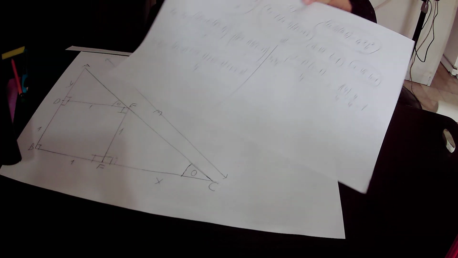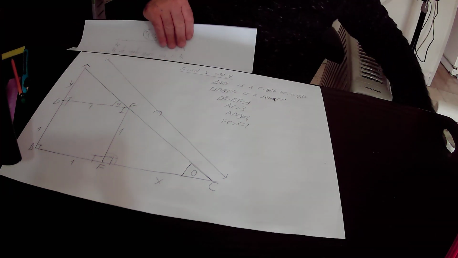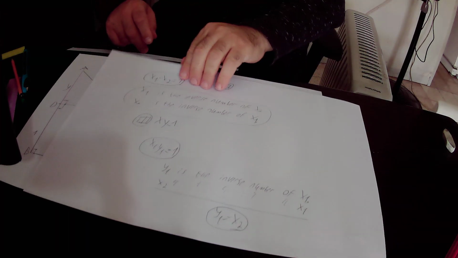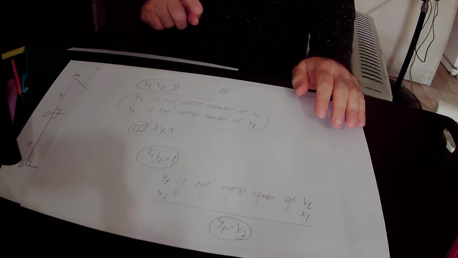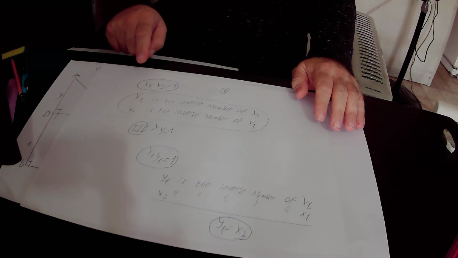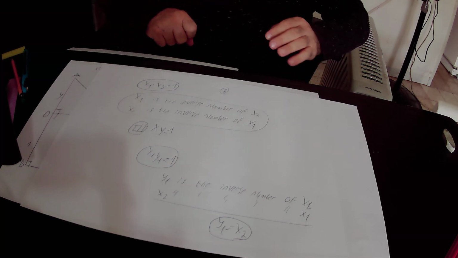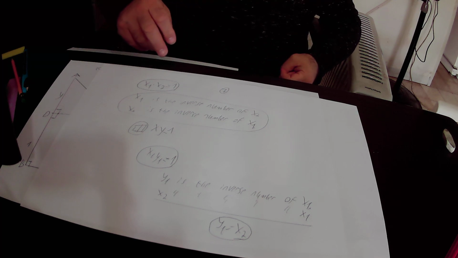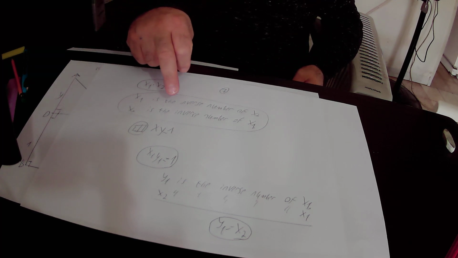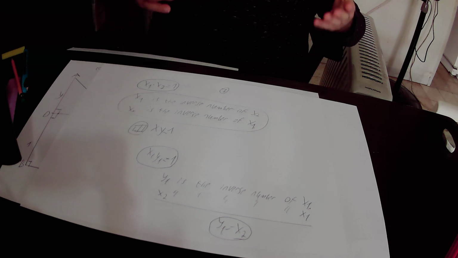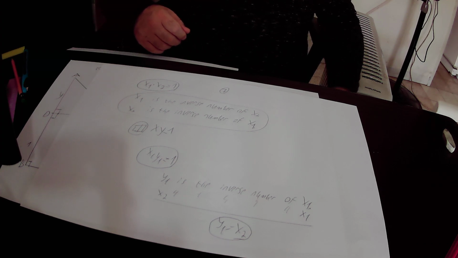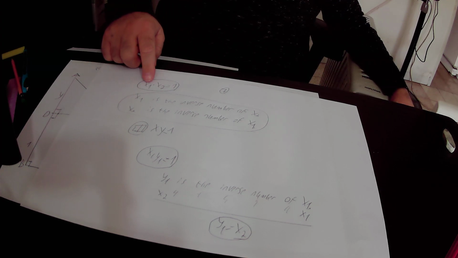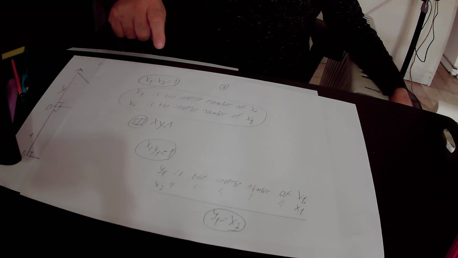What does it mean? It means that because x1 times x2 equals 1, x1 is the inverse number of x2, and x2 is the inverse number of x1. But according to equation number 3, we have already found out that xy is also equal to 1. What does it mean? It means that x is the inverse number of y, and y is the inverse number of x.